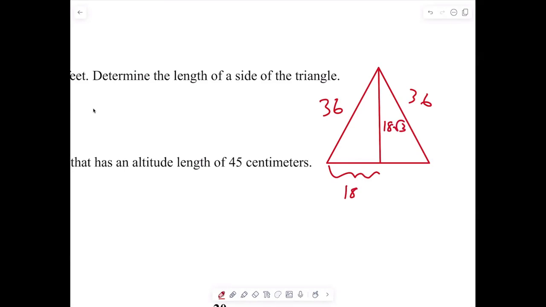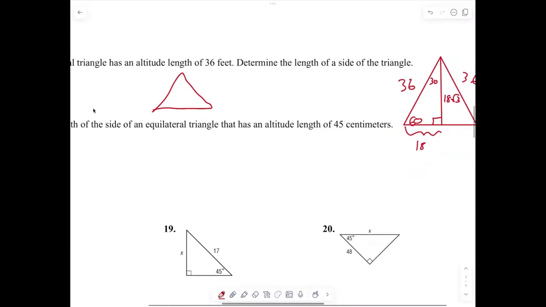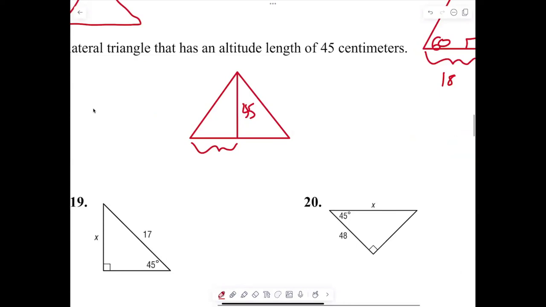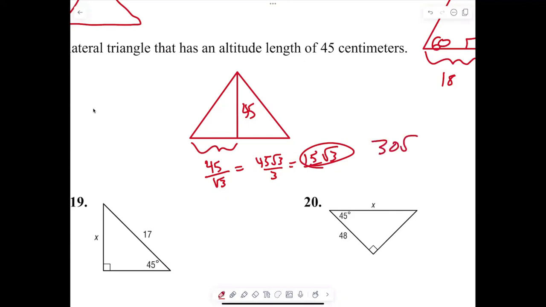Everybody good on that? All right, if you forget, you can just write it out. That's a 60, that's a 30, that's a 90. Now, if the altitude is 45, all right, so we can draw it again. The altitude is 45. Then what's the short leg going to be? Thank you. 45 divided by radical 3. So we rationalize, which is the same as 15 radical 3. So then the side of the triangle is what? 30 radical 3. Come on now.